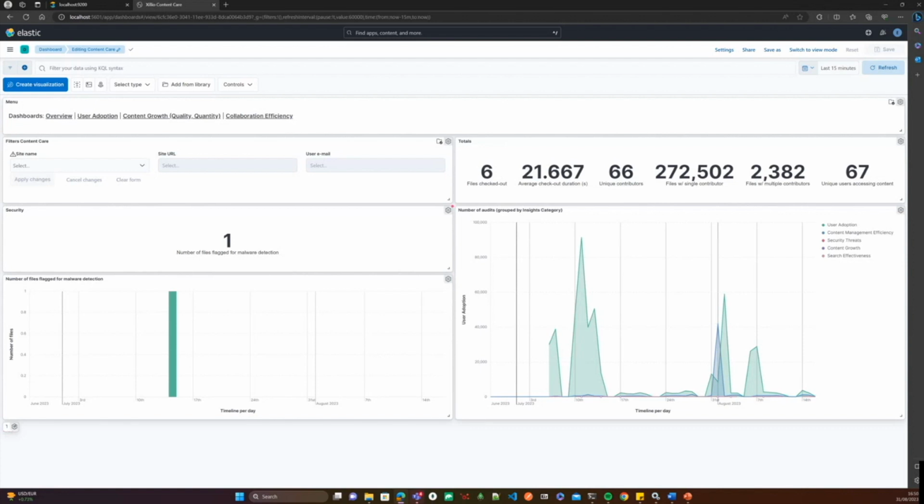We can also see the number of files with unique contributors, which measures the extent to which different individuals are contributing to the shared content. In this case, we can see a pretty large disparity between the files with multiple contributors and files with single contributors. And this tells us that over the last 8 weeks, which is the period for which we collected this data, there wasn't a lot of collaboration going on.